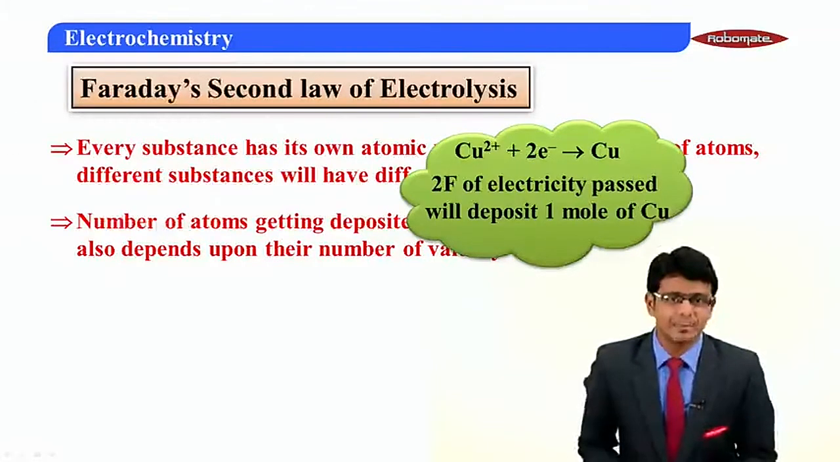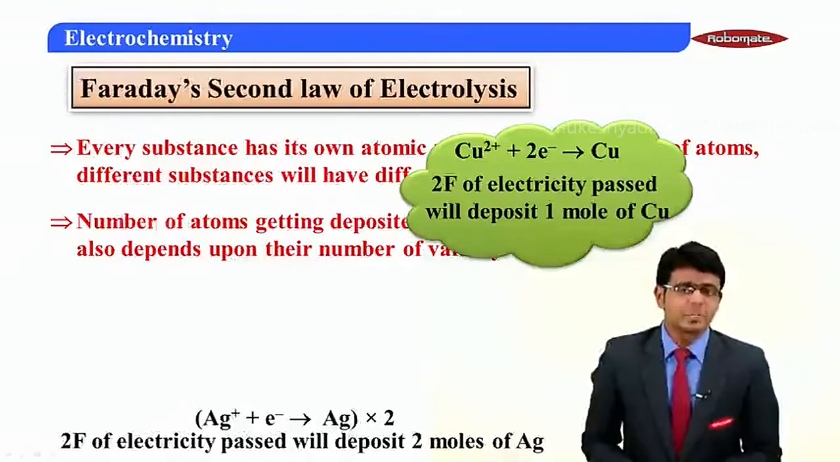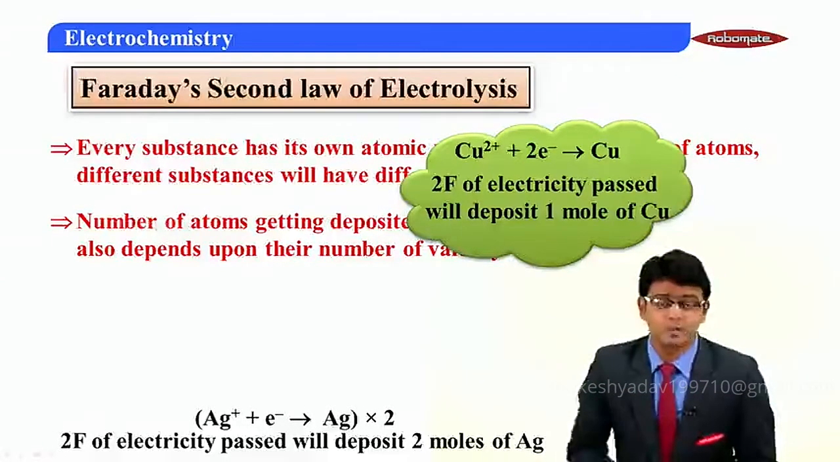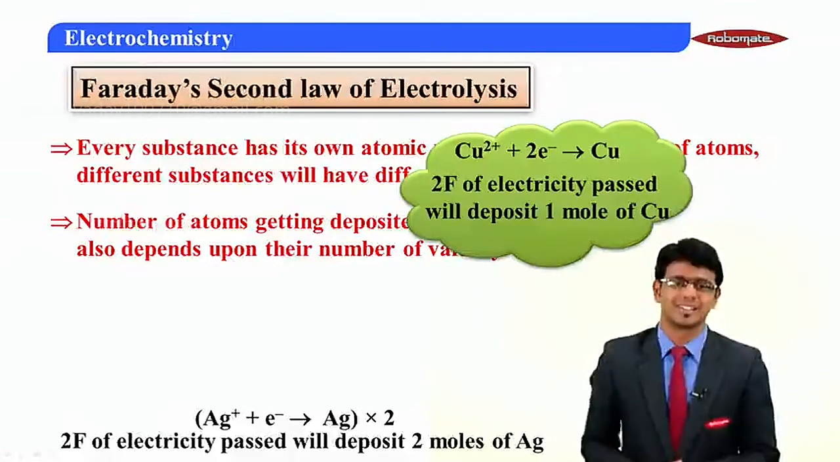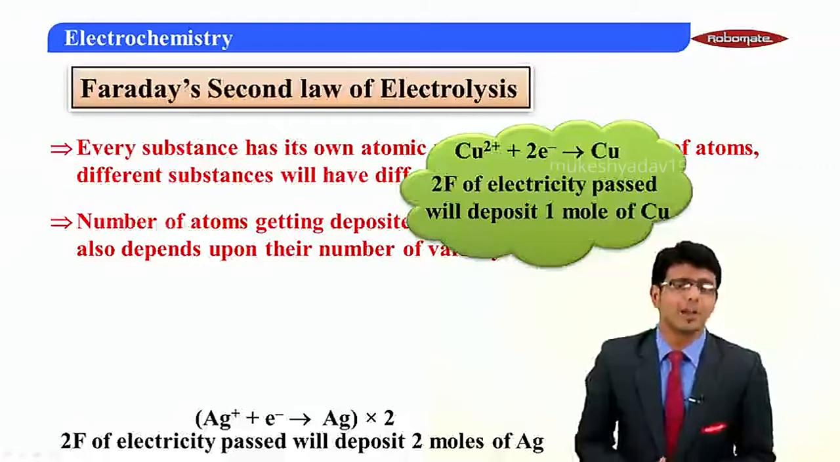But at the same time, if we consider silver, Ag+ plus 1 electron gives you Ag. Silver has a valency of 1. So when I consider 2 Faradays of electricity, it will deposit 2 moles of silver. Reason being silver has a valency of 1. So from this example, we come to one conclusion.